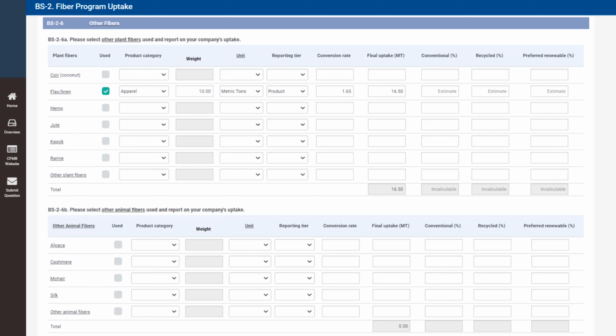This allows you to enter what percentage of the uptake of a material is conventional, what percentage is recycled, and what percentage is preferred renewable. For example, if you reported 100 metric tons of flax or linen, 25 metric tons could be certified organic and the remainder conventional. In that case, you would enter 25 under preferred renewable, 75 under conventional, and 0 under recycled.